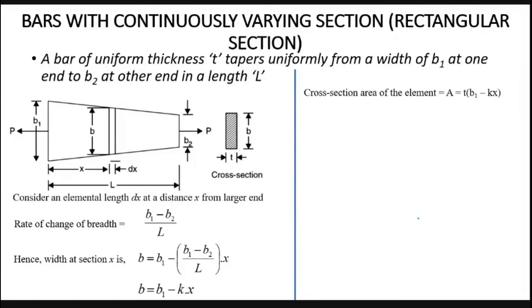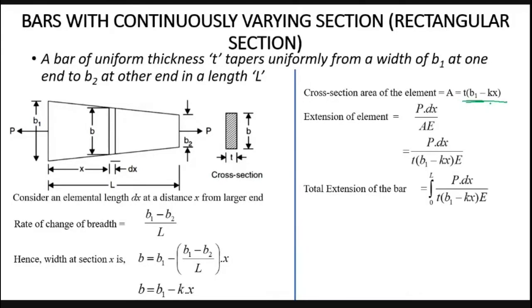Now area is, previously it was pi by 4 d square. Now it is breadth into thickness. Breadth is b1 minus kx into thickness. Right? This is the only change. Now again I can apply the PL by E formula. You are getting something like this.